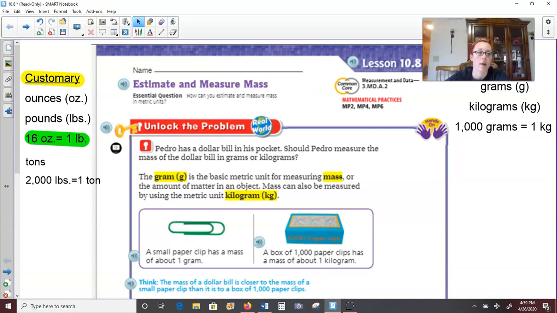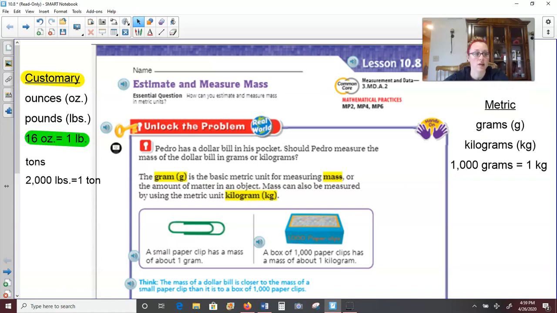Today we're talking about metric measurement, which is what every other country besides 3, pretty much, uses around the world to measure mass. So the gram is the basic metric unit for measuring mass. And then kilograms would be 1,000 grams. So you see my chart over here. For our metric system, we have grams and kilograms, and it takes 1,000 grams to equal 1 kilogram.